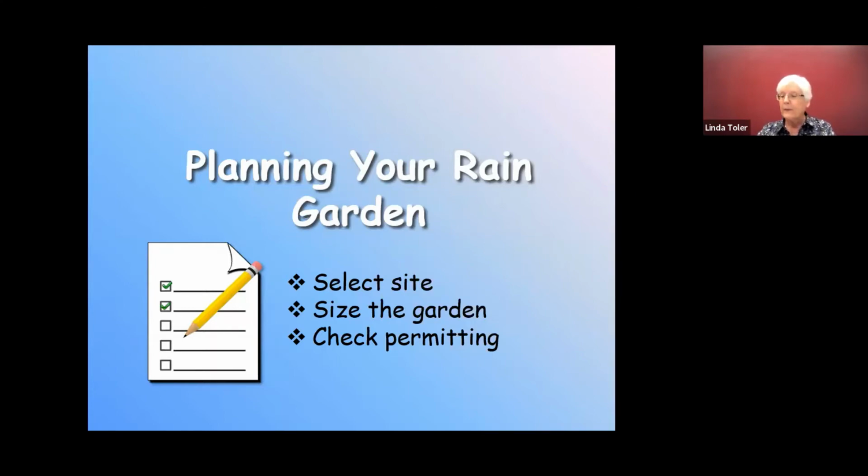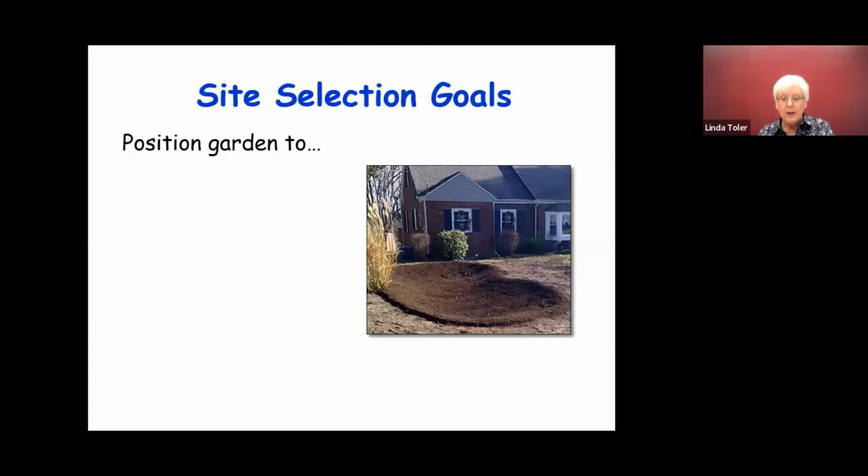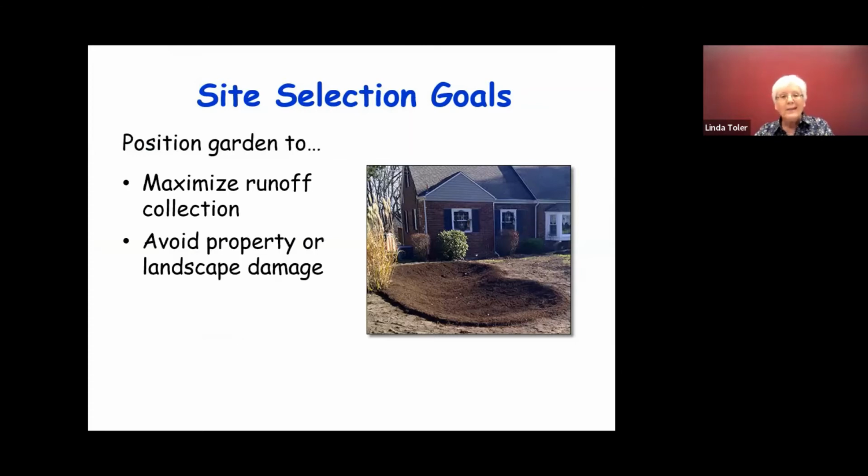Now, when choosing a location for your rain garden in your landscape, you want to, first of all, position it so that it collects the most runoff possible. But at the same time, you want to position it to avoid damaging your existing landscape or other structures in your property or your neighbor's property. And also you want to site it so it's aesthetically pleasing, because it's going to be a garden just like any other garden in your landscape.